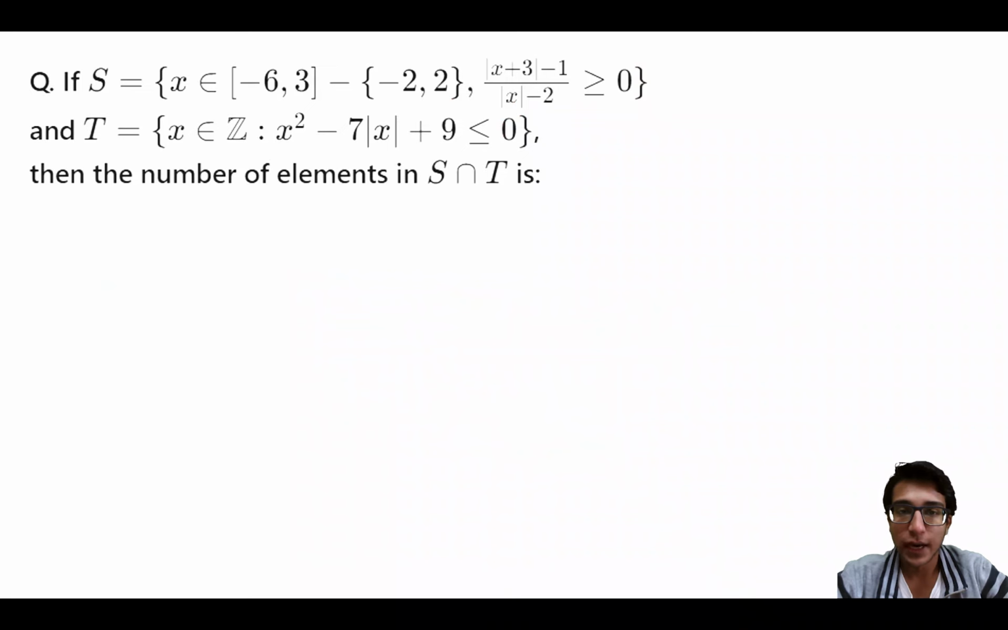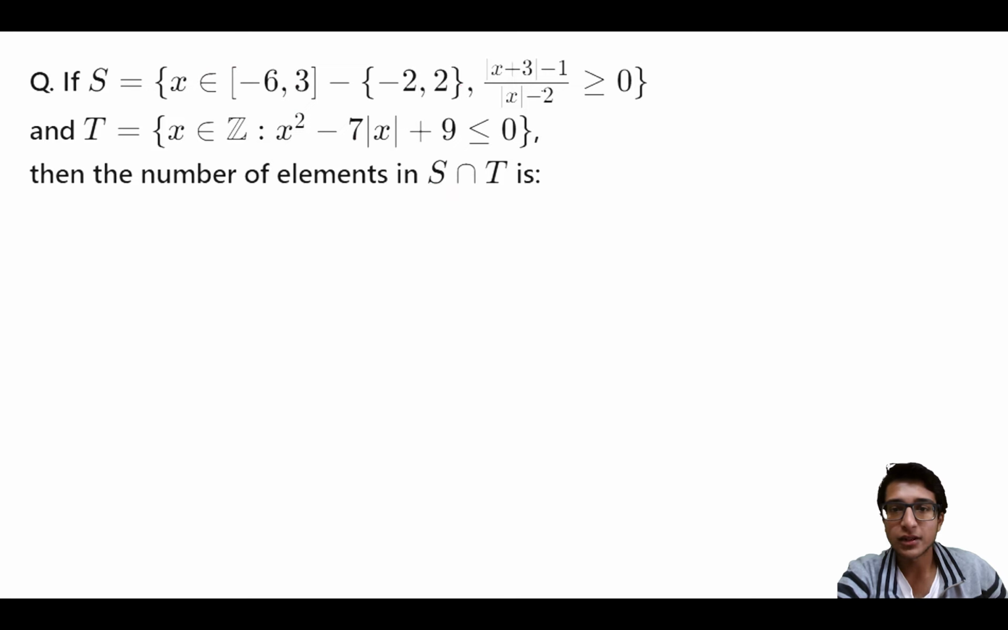Now let's look at a proper JEE level question. This was again a question that was asked in previous year JEE Mains. I would recommend you all to first pause the video, try to solve the question by yourself, and then look at the entire solution. So what have they given us? They've given us two sets, S and T, and we need to find the number of elements which are common in both these sets.